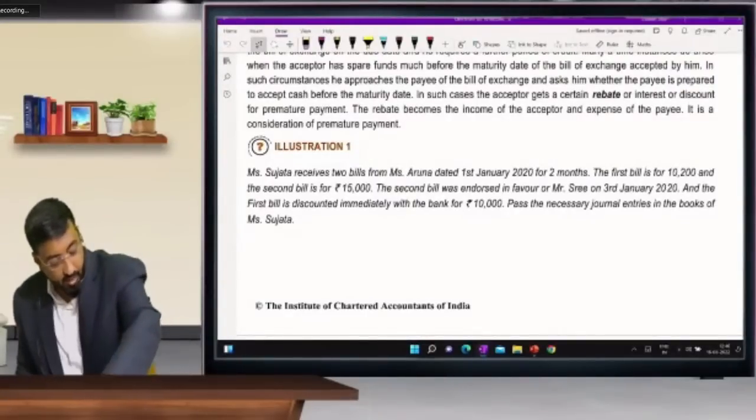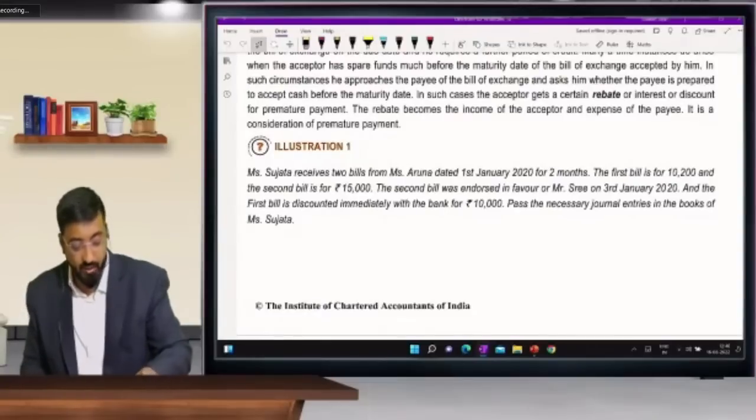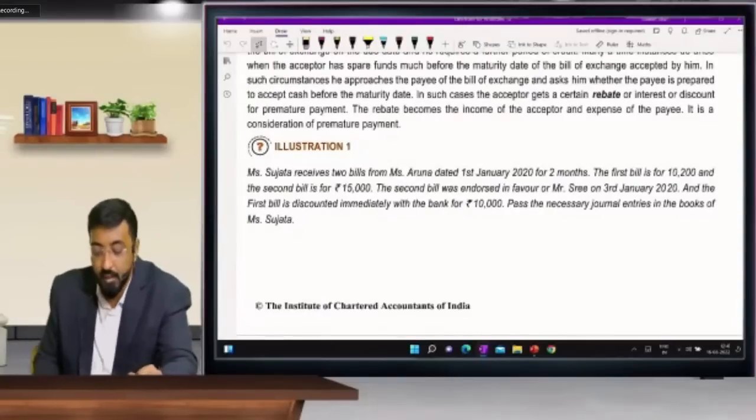Yes, beta. Z account debit to cash to bills receivable. Yes, you are correct, Shivangi. Now, please focus. Please focus.